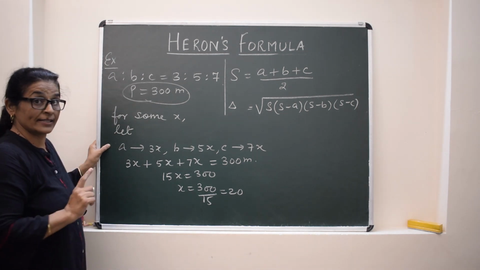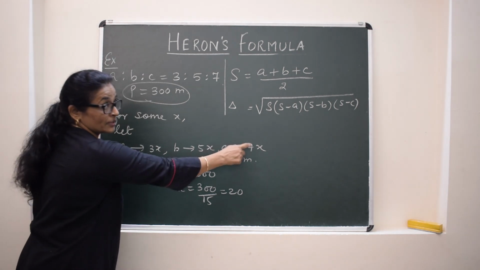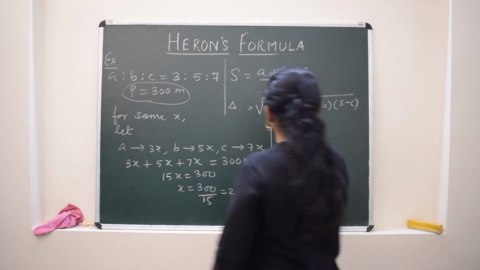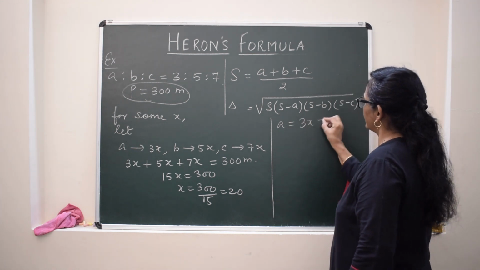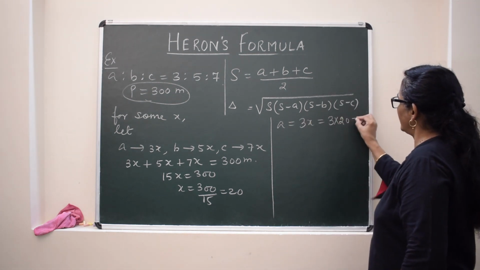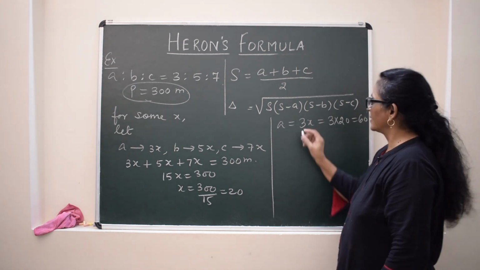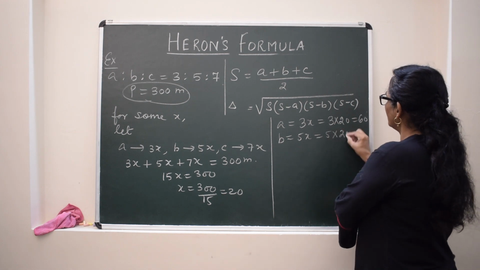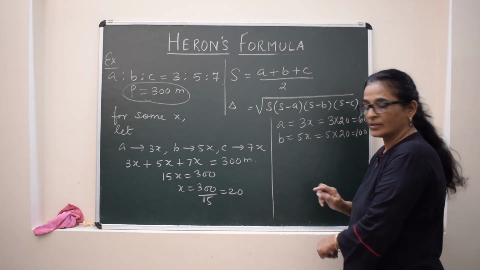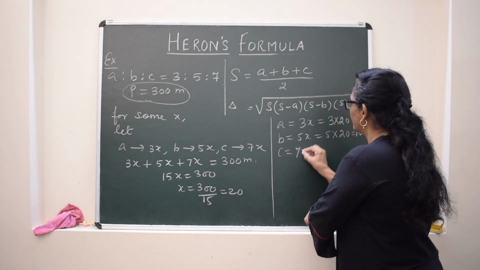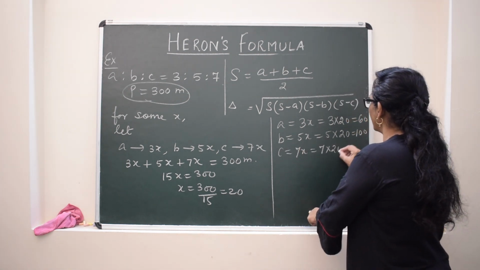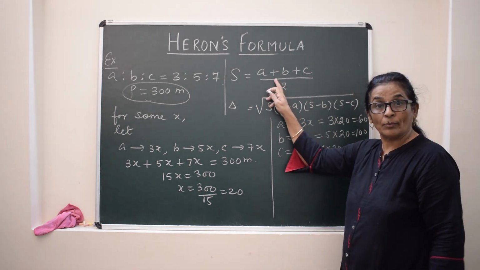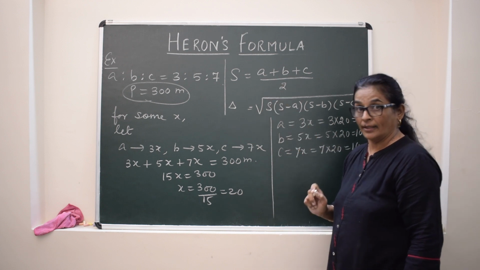Once we know the value of x, we will substitute it over here, and then we will get the sides. So the sides will be: a is 3x, so that is 3 into 20, which is 60 meters. Then b is 5x, that is 5 into 20, that is 100 meters. And c will be 7x, that is 7 into 20, 140 meters.